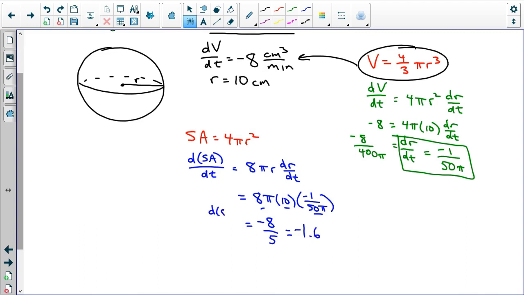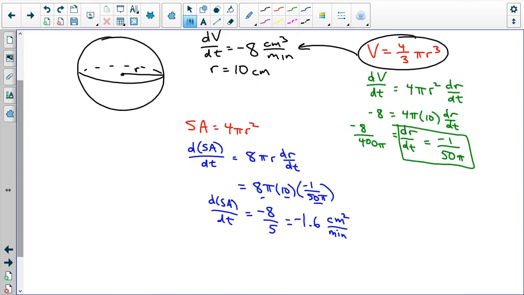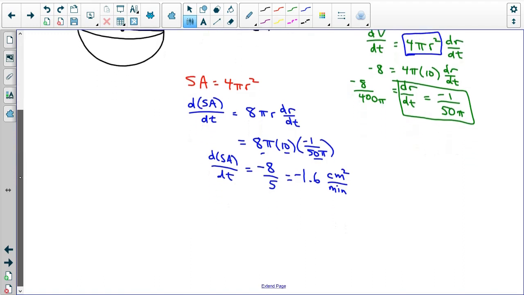So the rate of change of the surface area with respect to time is -1.6 centimeters squared per minute, sorry. And that's my final answer for this problem. If we recognized that 4 pi r squared was the surface area, maybe we could have done some stuff there, but it would have been relatively challenging to do that.